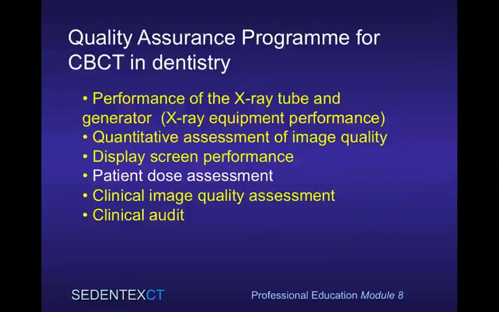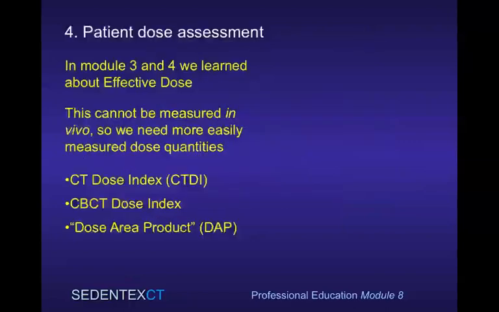Let's move on to patient dose assessment now. You'll remember in modules 3 and 4 we learned about effective dose. This is the measure of dose that we can equate to risk. Unfortunately, this cannot be measured in vivo, so we need more easily measured dose quantities. There are 3 we need to think about.